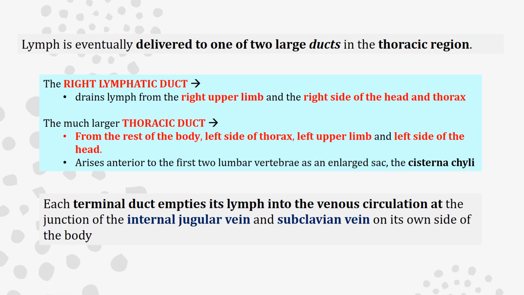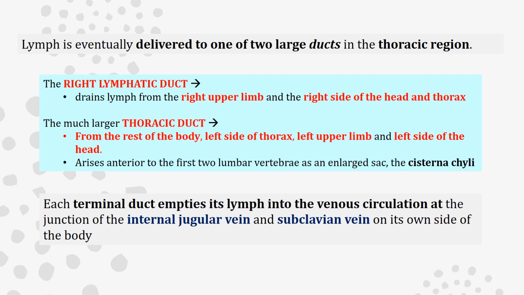So the lymph eventually moves from the 5 major trunks that we just looked at into one of the 2 large ducts that we have in our thoracic region. So the lymph now is going to be delivered into one of these 2 large ducts, which is either going to be the right lymphatic duct or the much larger thoracic duct.